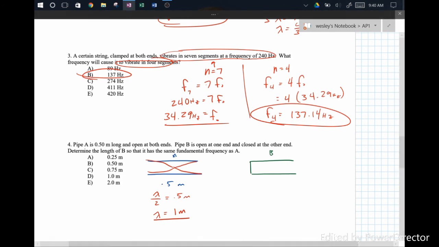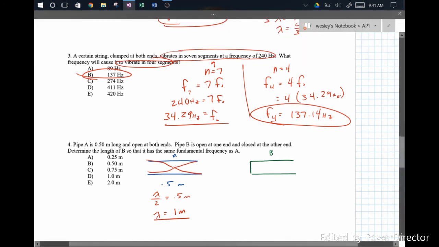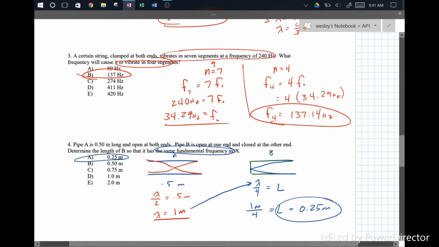So for B, the fundamental frequency has a wavelength that looks like this. For the fundamental frequency, I have 1/4 of a wave equal to the length of the pipe. Now if I want it to be the same fundamental frequency, it's going to have the same fundamental wavelength. So 1 meter over 4 is equal to that length. That length is going to be 0.25 meters. That would be the same shape that I could fit on there.